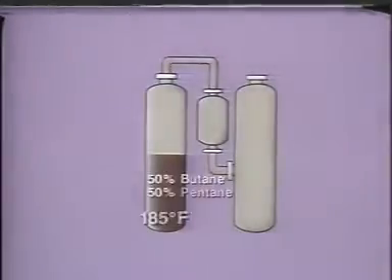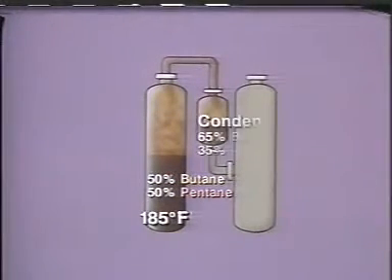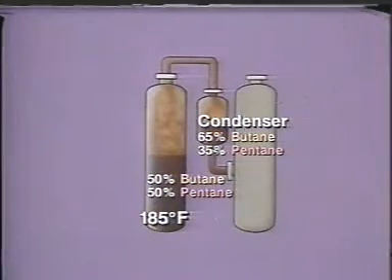When we add heat to this 50-50 mixture of butane and pentane, more of the light component, butane, boils off and goes into a vaporized state. If we cool and condense these vapors back to liquid, we get a fraction that is enriched in butane. The liquid that doesn't vaporize, on the other hand, forms a heavy fraction enriched in pentane.